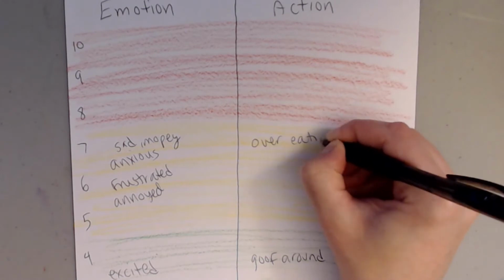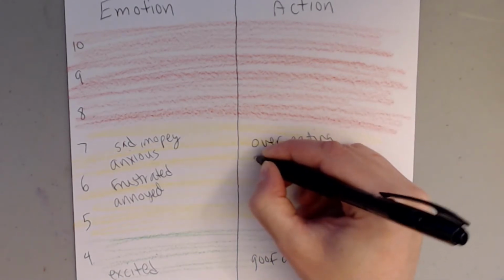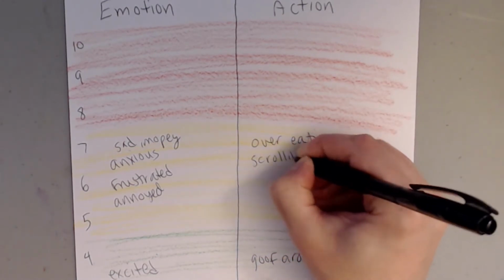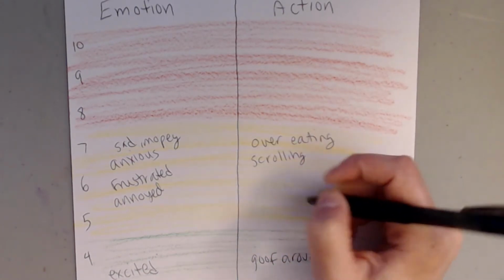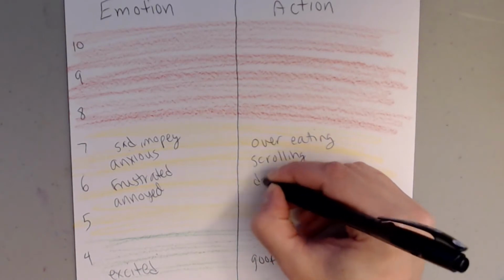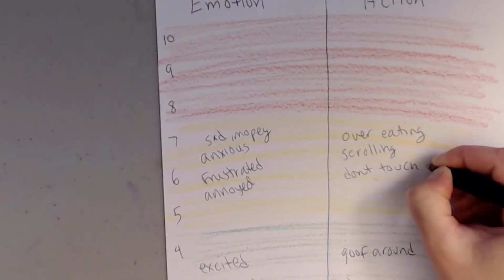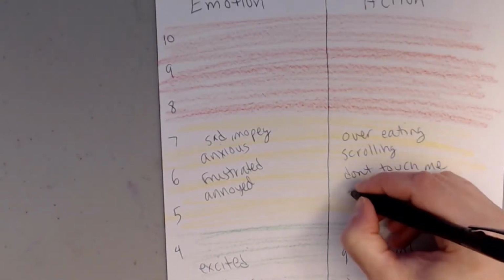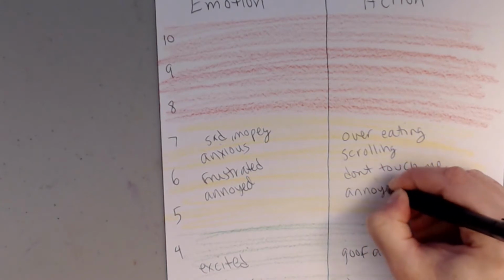So mine are binging on Reddit and Facebook, like scrolling and scrolling and never stopping. Being indecisive, feeling like I don't want to be touched, getting annoyed by little things that my partner does, like leaving a cup on the counter, which normally is not a big deal. Or just feeling really annoyed when my daughter wants to be held.